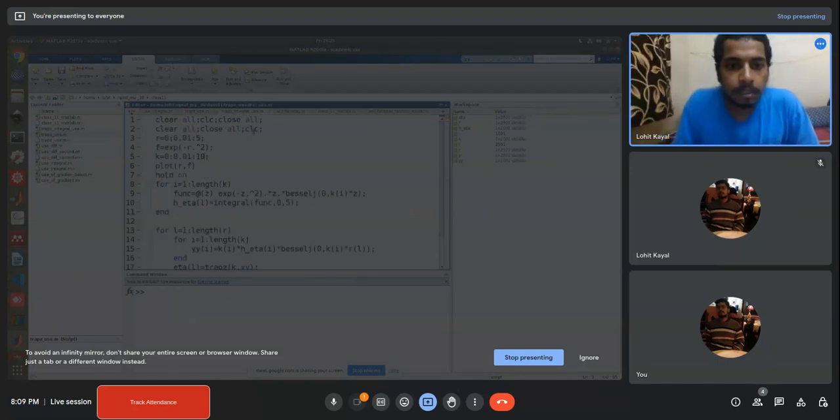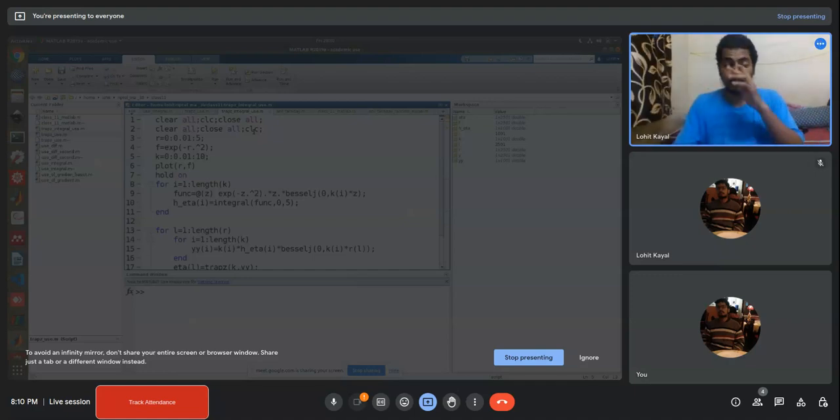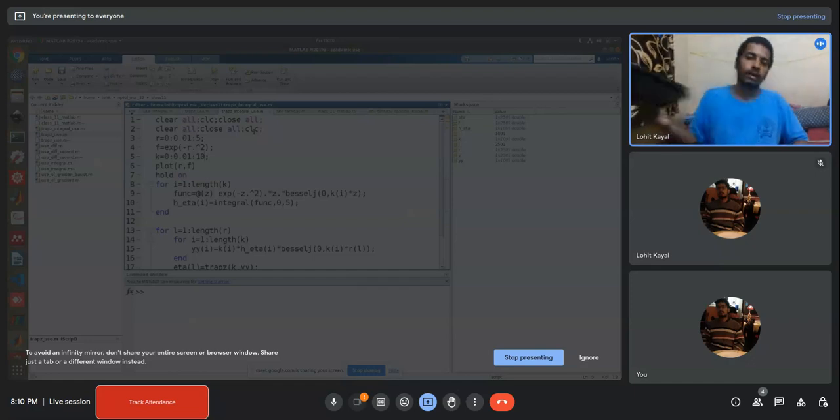And you can see that this is the comparison. This red dashed line is from the inverse Hankel transform, and this blue solid line is from the original function. You can see they are overlapping on top of each other exactly. So the code is working.